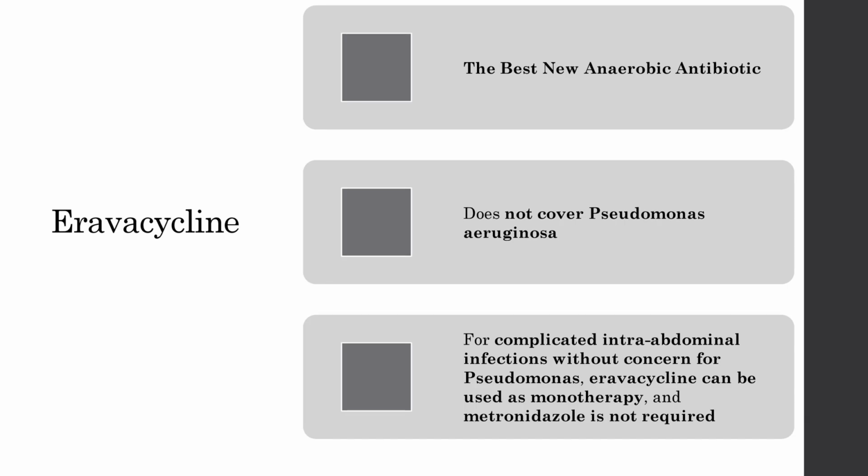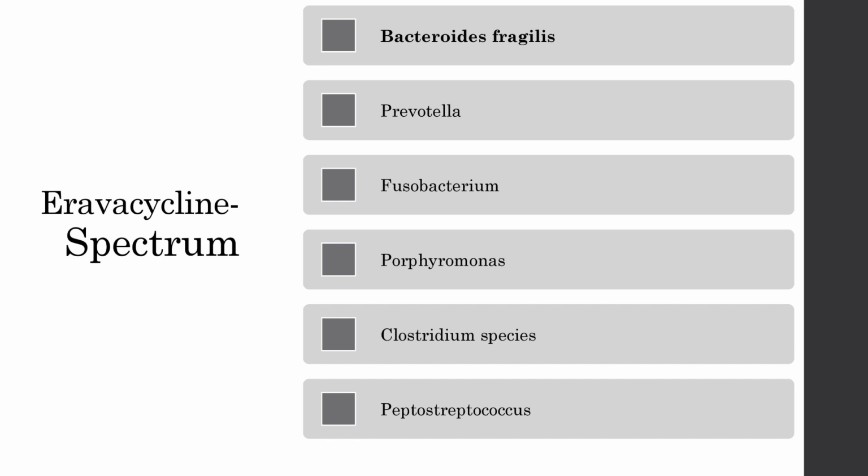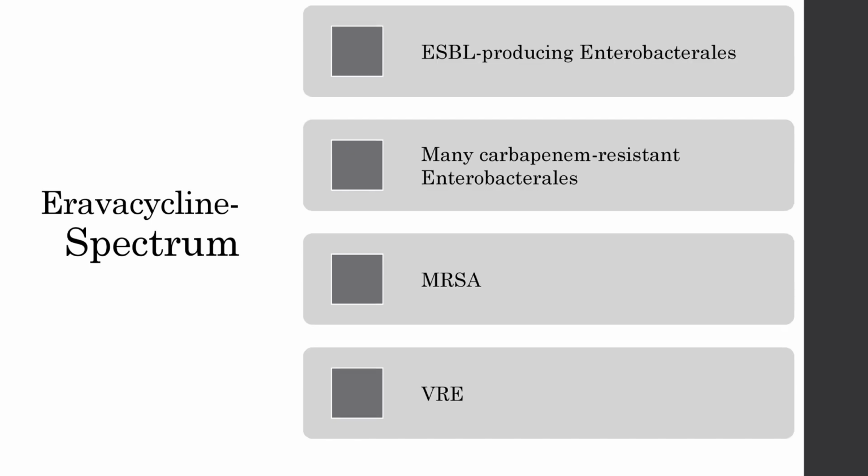Number 1. Eravacycline. The best new anaerobic antibiotic. Eravacycline is a fully synthetic fluorocycline, approved for complicated intra-abdominal infections. Spectrum. It has excellent activity against Bacteroides fragilis, Prevotella, Fusobacterium, Porphyromonas, Clostridium species, and Peptostreptococcus. In addition, it covers ESBL-producing enterobacterals, many carbapenem-resistant enterobacterals, MRSA, and VRE.